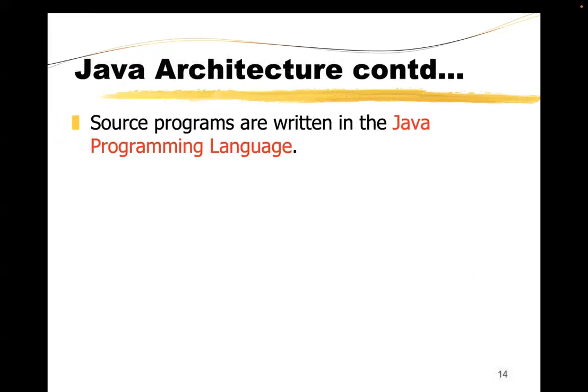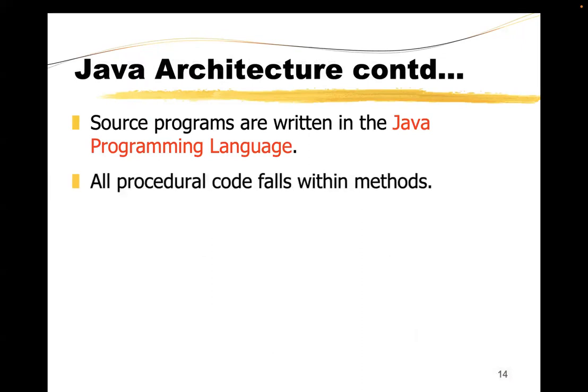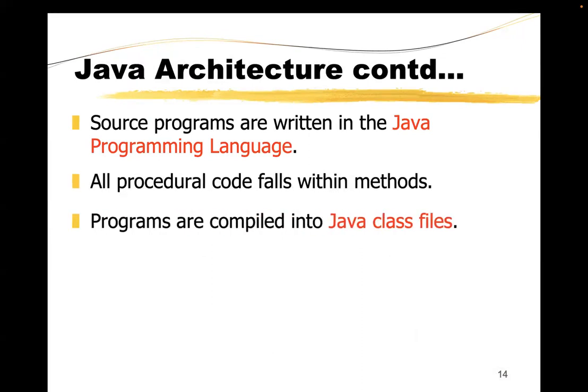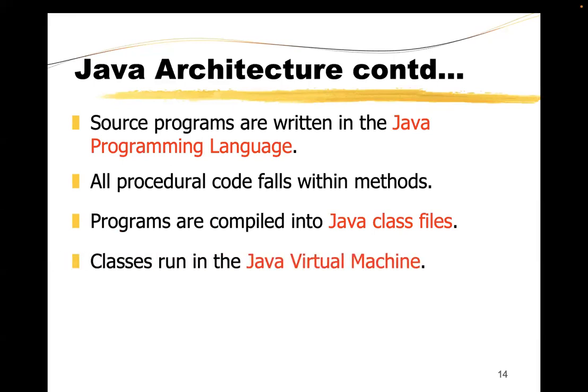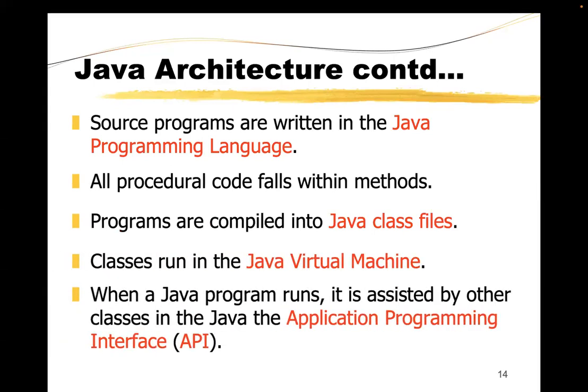Now, programs are written using the Java programming language. All the code falls within methods. Programs are compiled into Java class files. And Java classes run in the Java virtual machine. When the Java program runs, it is assisted by the other classes in the Java application programming interface.